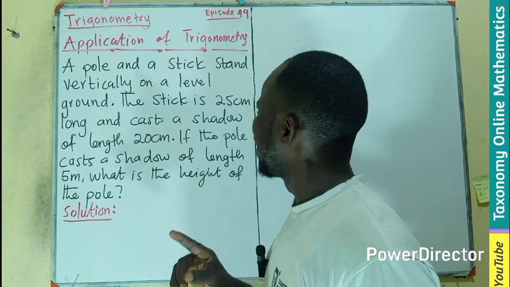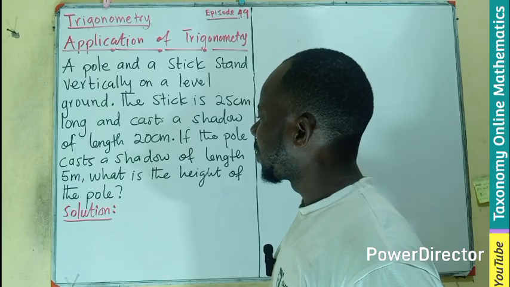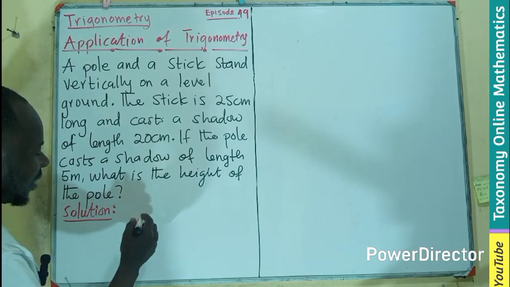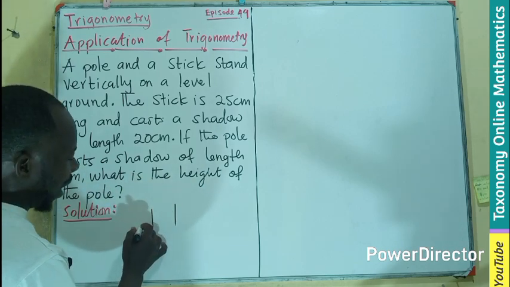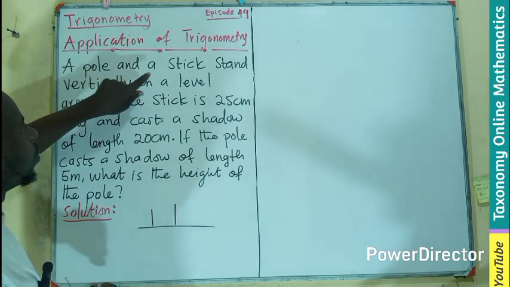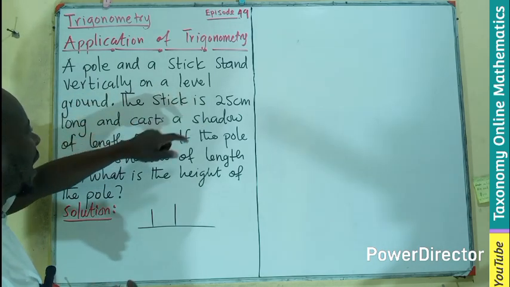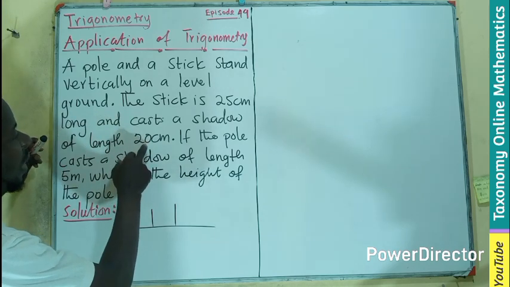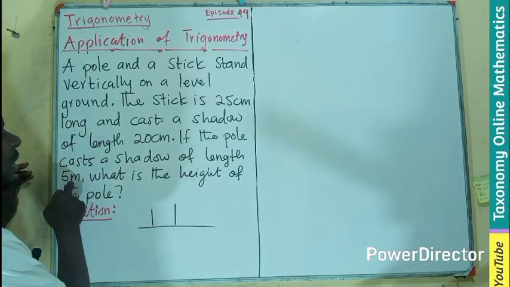We have a stick and a pole, which are both standing vertical. So let's make a sketch. Let's say I have a stick and a pole on the same level ground. The stick is 25 centimeters long and casts a shadow of this length, and the pole casts a shadow of this length.